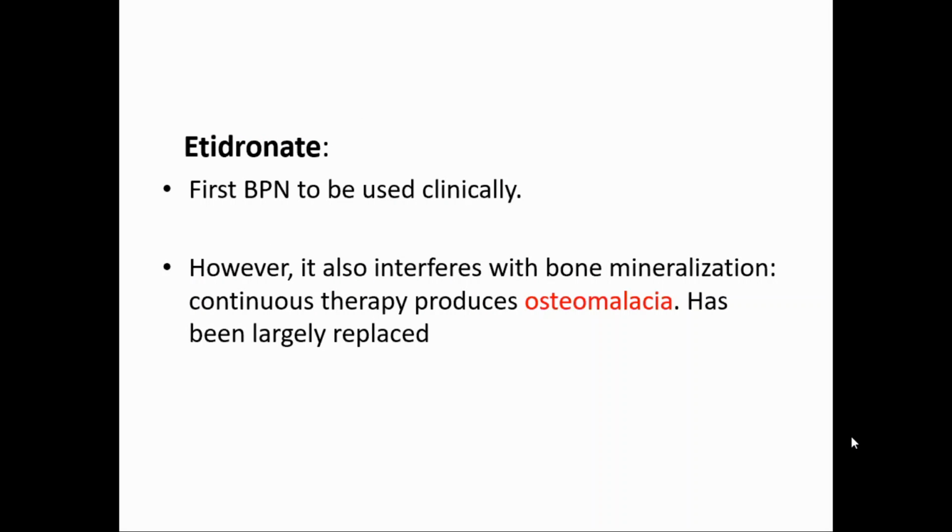Etidronate is the first bisphosphonate to be used clinically, but however, it also causes interference with bone mineralization, and continuous therapy with etidronate produces osteomalacia, and its use has been largely replaced in the treatment of osteoporosis. So other bisphosphonates are used for the treatment of bone-related disorders.